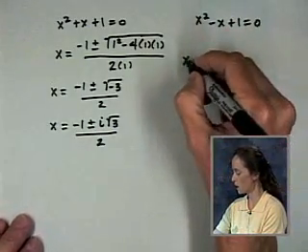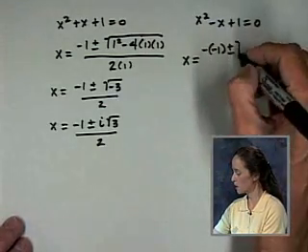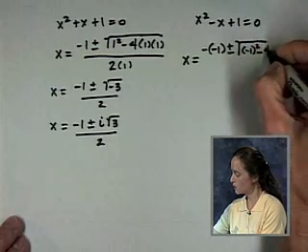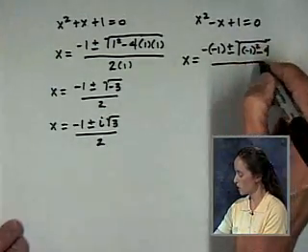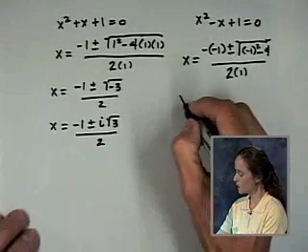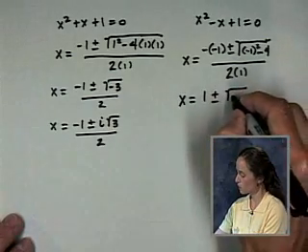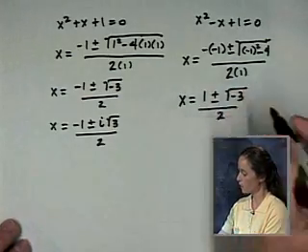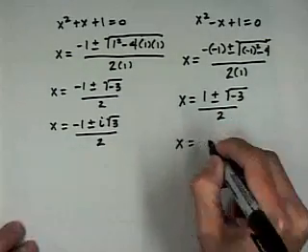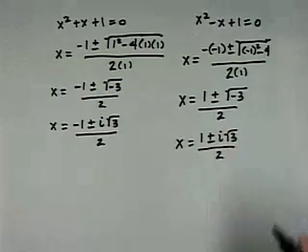Again, using the quadratic formula, I get 1 plus or minus the square root of negative 1 squared minus 4 times 1, over 2 times 1. This simplifies in a similar way, 1 plus or minus the square root of negative 3 over 2. Again, we pull the negative out as an i. x is equal to 1 plus or minus i square root of 3 over 2.